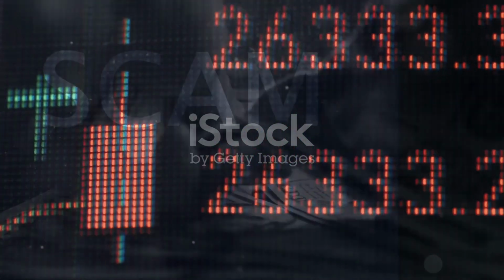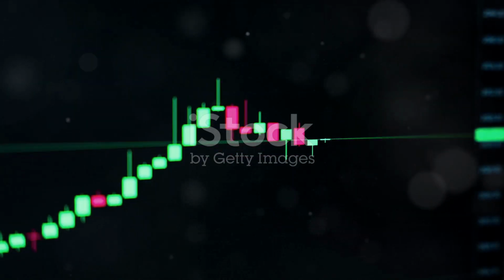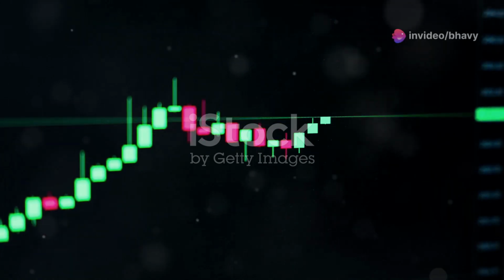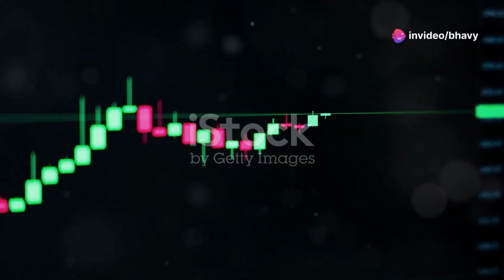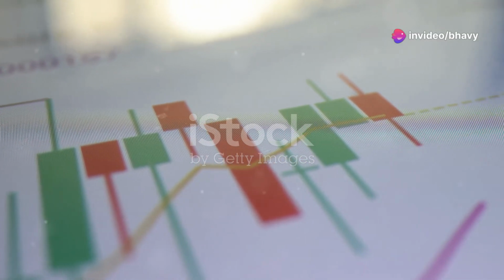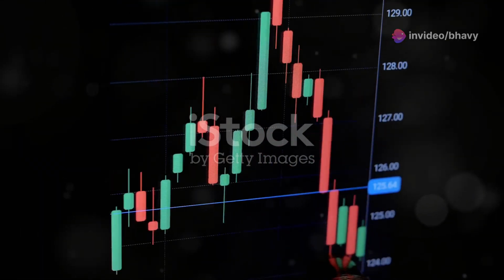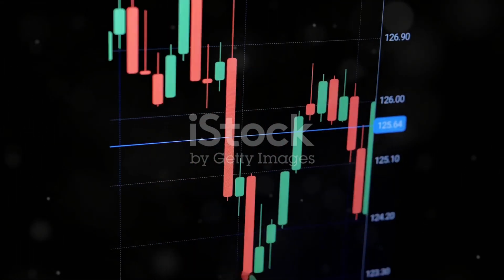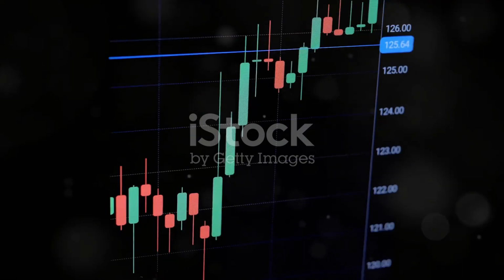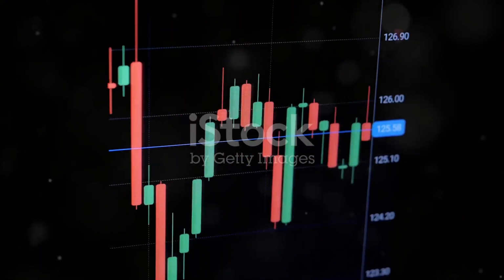Shooting star. A shooting star candlestick has a small body at the lower end of the trading range and a long upper shadow. It typically forms after an uptrend and suggests that buyers pushed prices higher, but sellers emerged to push prices back down, potentially signaling a reversal to the downside.